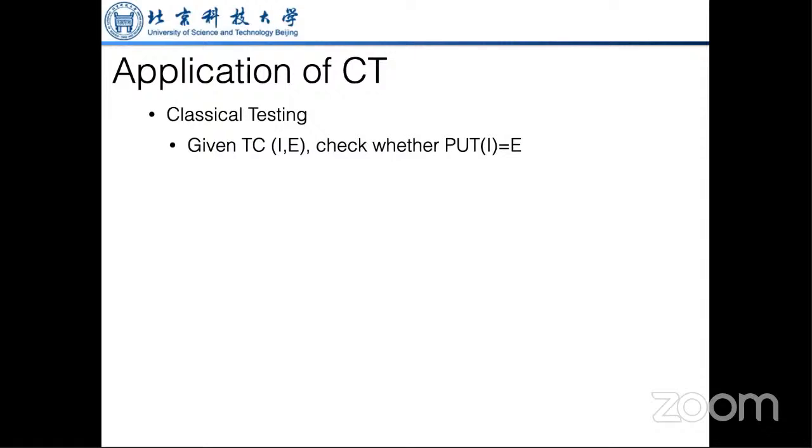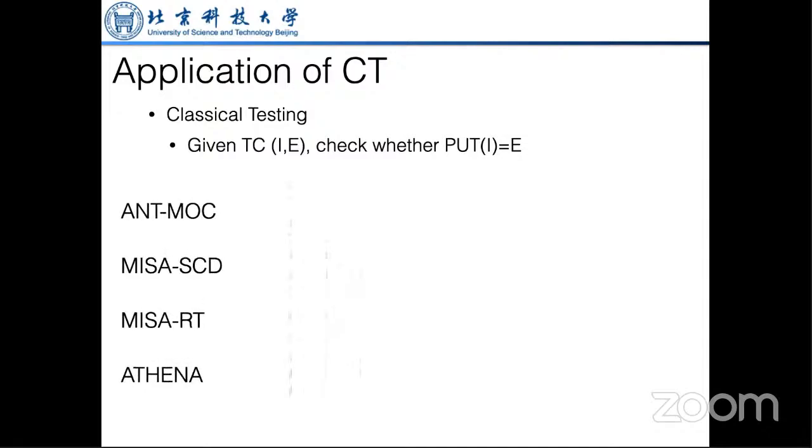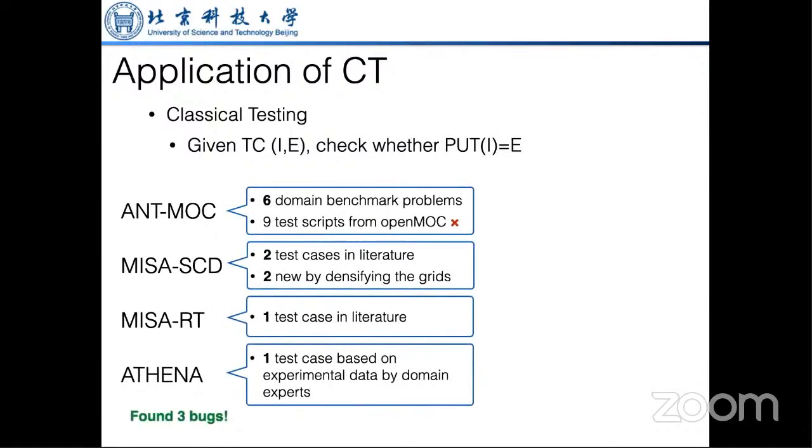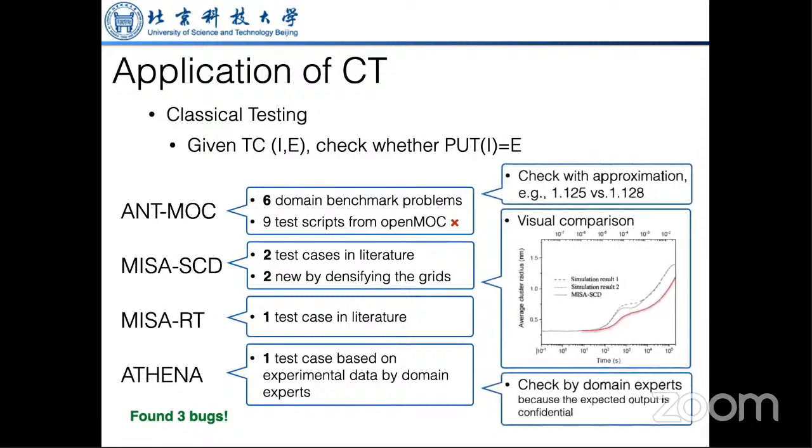First, let's consider the classical testing. To apply classical testing, we need a test case that contains both the input and expected output, and then check whether the actual output is equal to the expected. We applied classical testing to 4 programs. However, we only developed 12 test cases in total, which are obviously insufficient.